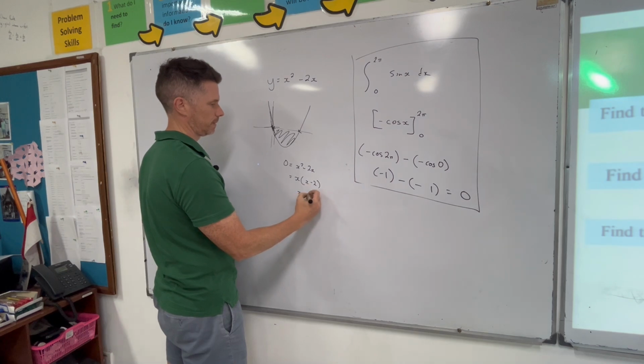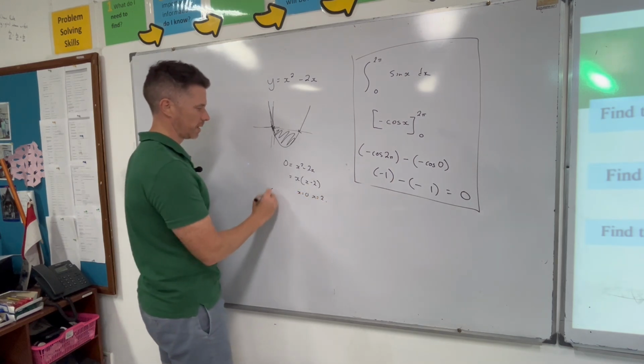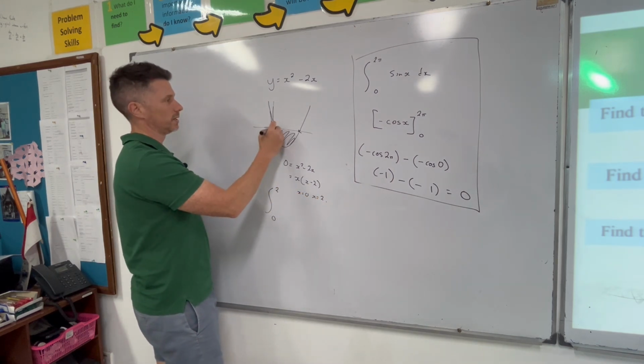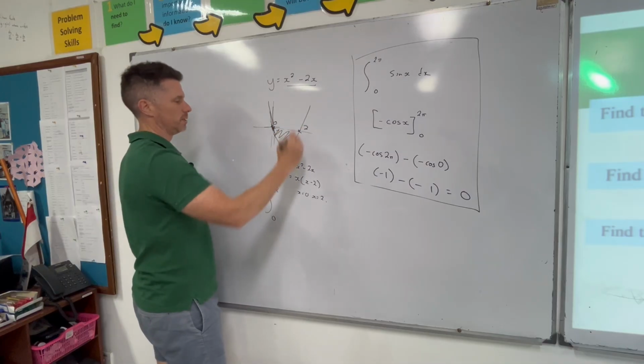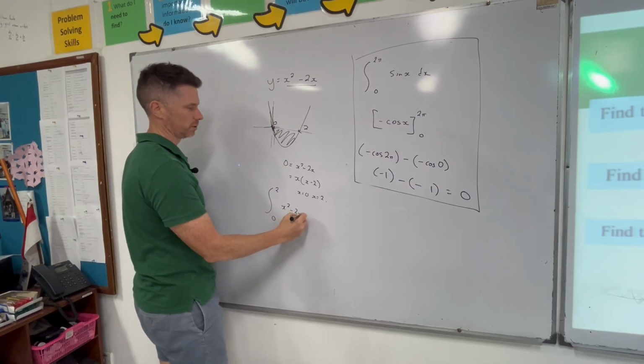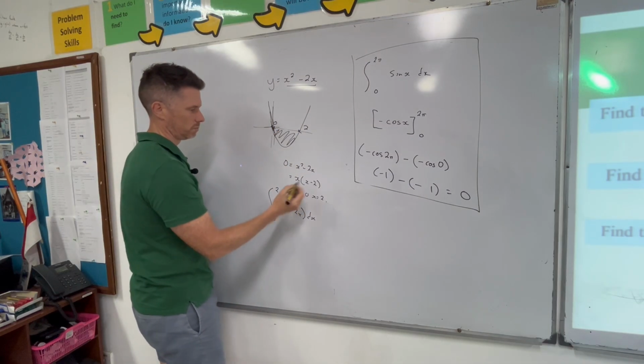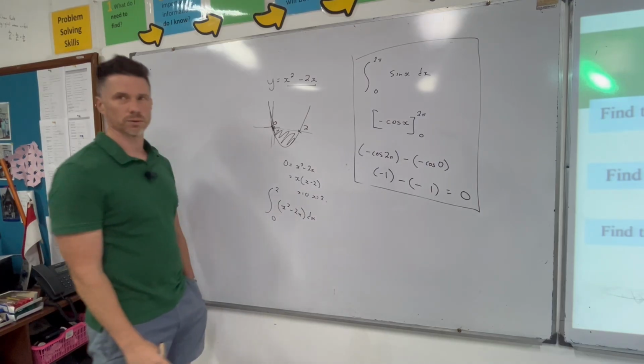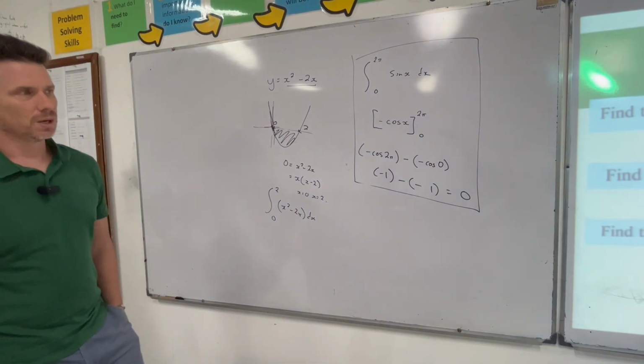We knew x was 0 anyway, so that's my bounds: 0 and 2. Integrate this, then it becomes quite a straightforward question. You can do this. I don't need to finish that one.